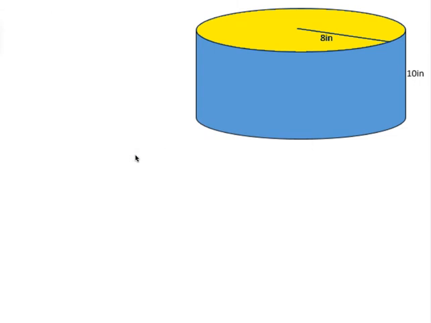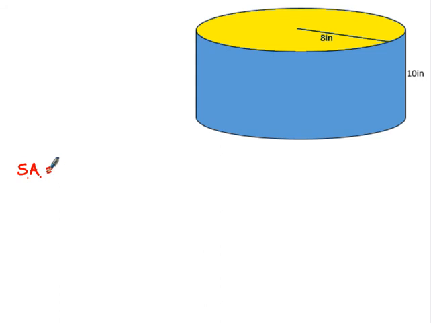Hi everybody, in this video we are going to talk about how to find the surface area of a cylinder. And we're going to be using the surface area of a cylinder formula. So let's go ahead and begin by writing down the formula. Formula for surface area of a cylinder, and again we use the abbreviation SA to represent surface area.